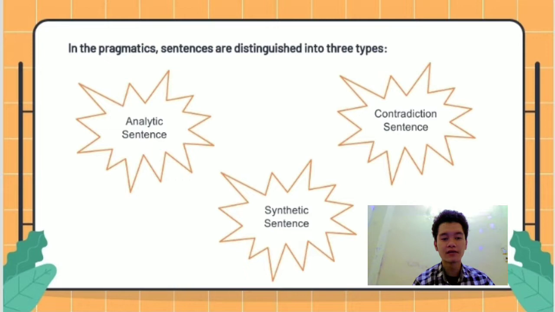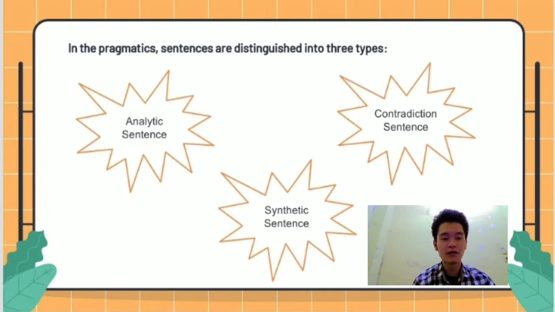The third is synthetic sentence. It's a sentence that can be true or false. It is interpreted with non-linguistic information about the subject the speaker is referring to. For example, my mother is a teacher. The rabbit is hungry. The truth of synthetic sentences is based on what is happening in the world, not on what is happening in the language. If the sentence is true, the sentence is synthetically true, and if not, it is synthetically false.